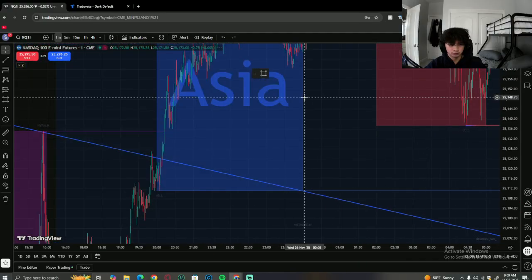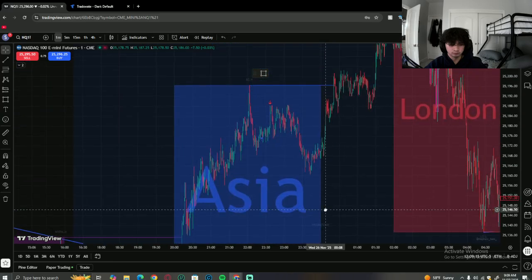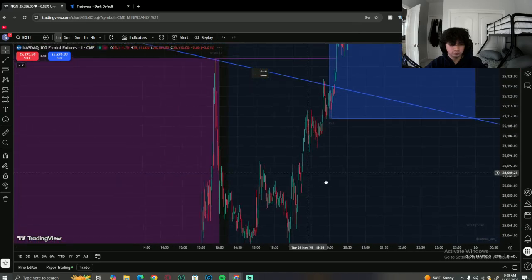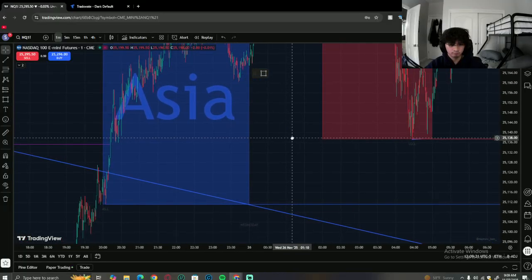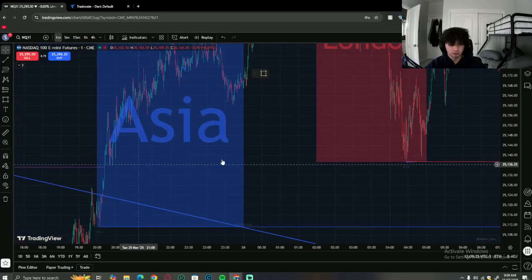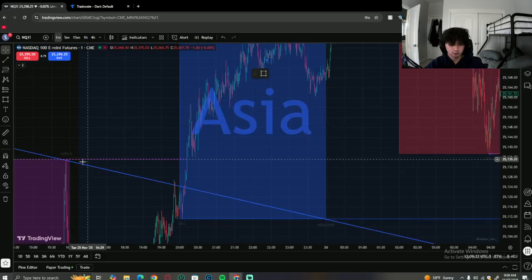I don't know what it swept down here, but it swept just previous sessions, I guess. This it swept New York AM high. That's what it swept. See this? Yeah, this purple high.